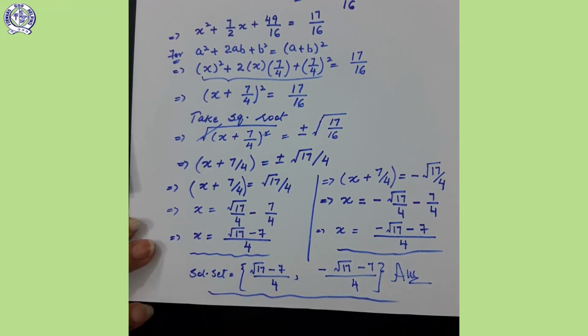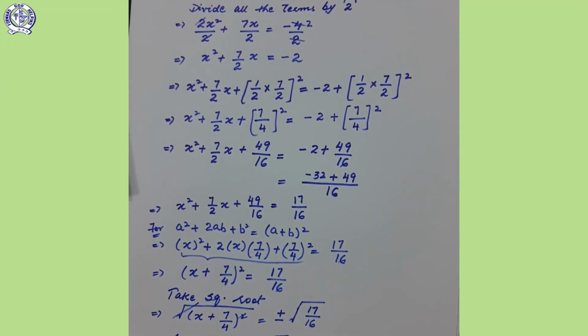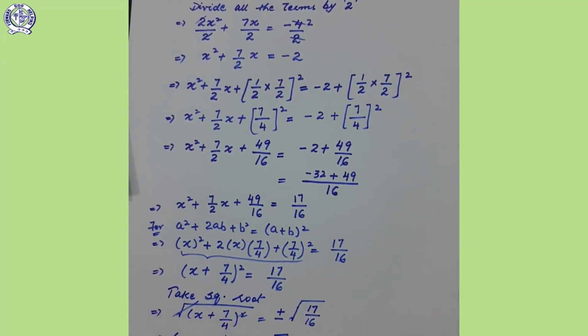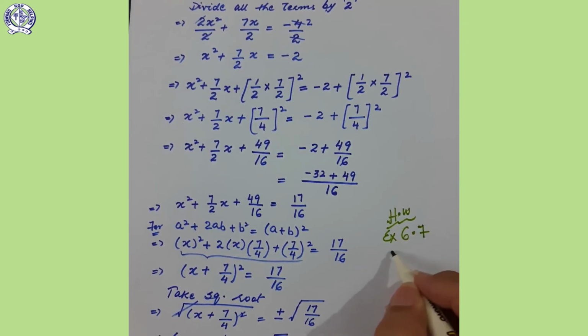It is a little lengthy, just go step by step. This is not very important, but you all should know how to solve it by completing the square. Try to do the exercise also, a few questions from the exercise, so that you can understand how to find the value. The exercise you are going to do is exercise 6.7. So your homework, exercise 6.7, questions 1 till 12. Try to solve these questions.